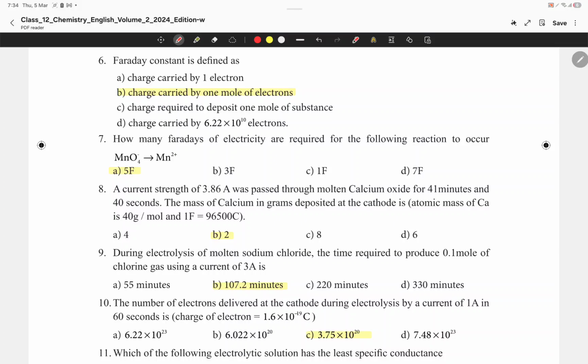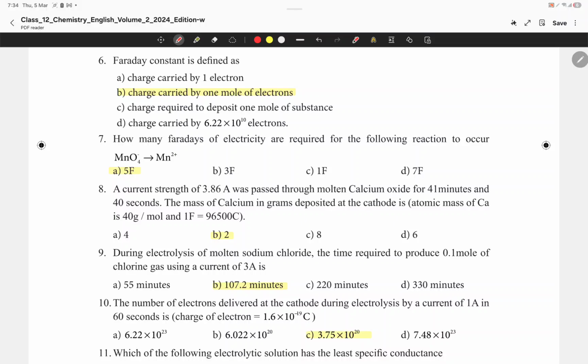How many Faradays of electricity are required for the following reaction to occur? MnO4- gives Mn2+: 5F. A current strength of 3.86 A was passed through molten calcium oxide for 41 minutes and 40 seconds. The mass of calcium in grams deposited at the cathode is 2.